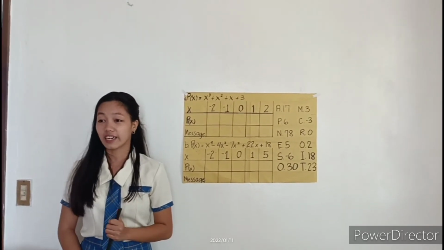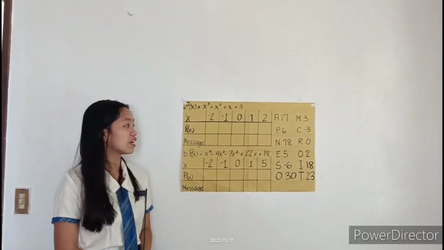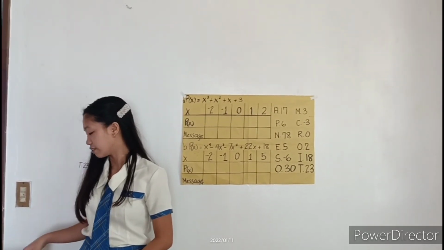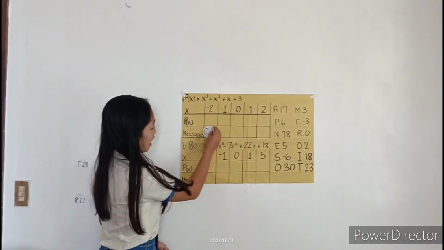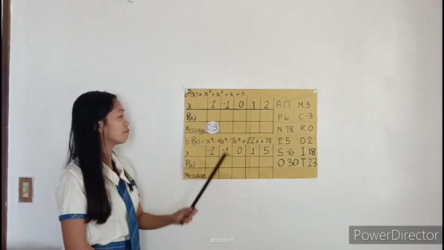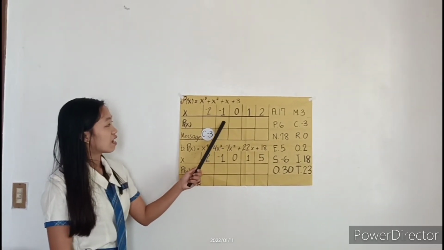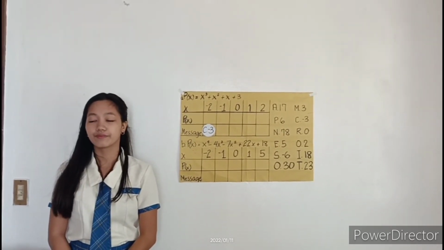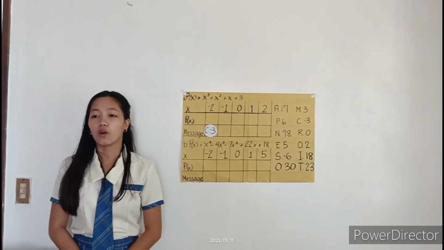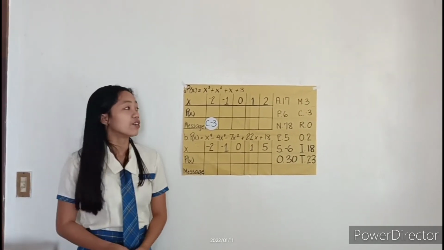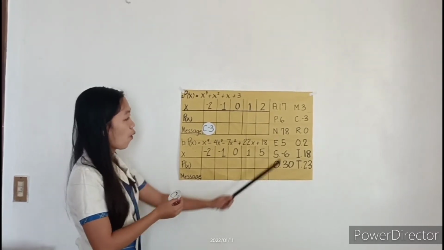So the correct answer is negative 3. Group 1 got the correct answer. The answer matches letter C. Next, find the value of p of x if the value of x is negative 1. Go! Okay, what is the correct answer? 2. Group 2 got the correct answer. And the letter that matches your answer is letter O.